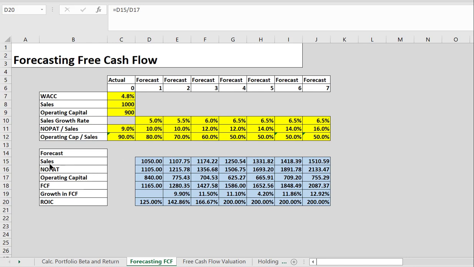So what do we end up with? As far as our forecast then, here's our sales forecast. As you can see, it's growing every year. Net operating profit after taxes, again, it is just a percentage, so it's 10% of whatever that is. Then operating capital, that again is a percentage, it's the operating capital per sales. Then that gives us our free cash flow calculation. So here is our estimate of free cash flows for the next several years for this particular corporation.